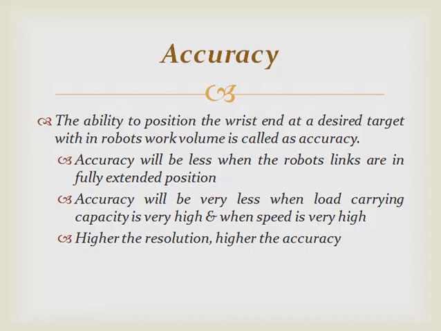This accuracy will be less when the robot links are in a fully extended position. The second consideration is that accuracy will be very low when load carrying capacity is very high and when speed is also very high, inversely proportional. Now let us compare it with the resolution. Higher the resolution, higher the accuracy.